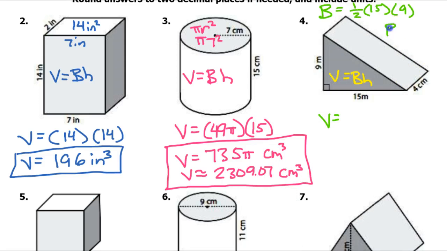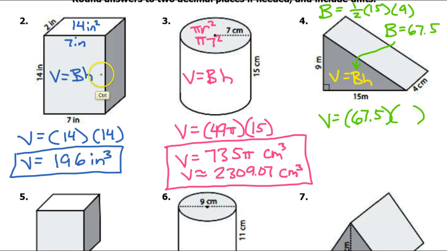Okay, so the area of the base is 67.5. So that is going to go in right here. Okay, so that's why I'm going to write 67.5 times the height. Now, the height is the distance between the bases.